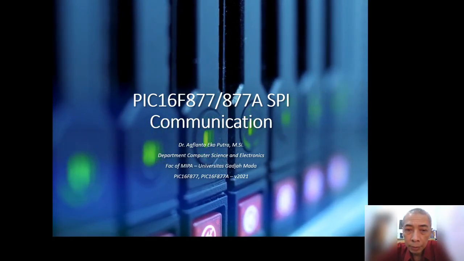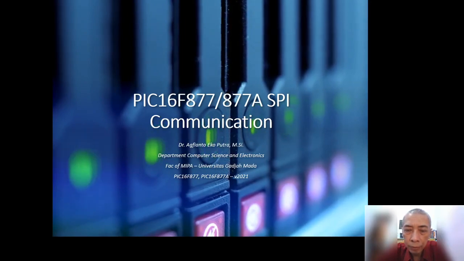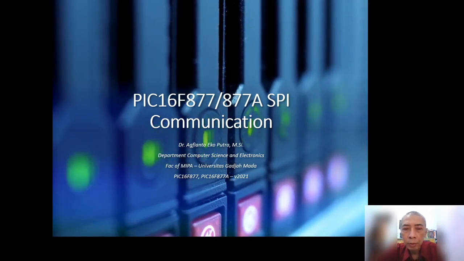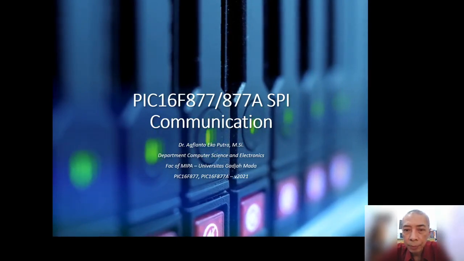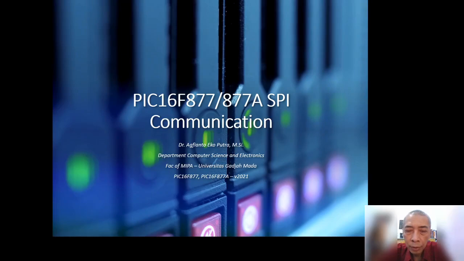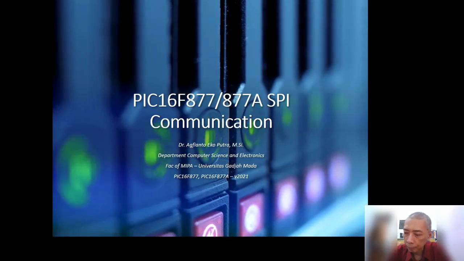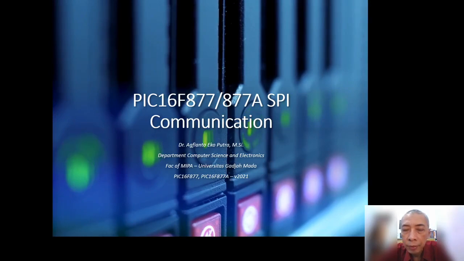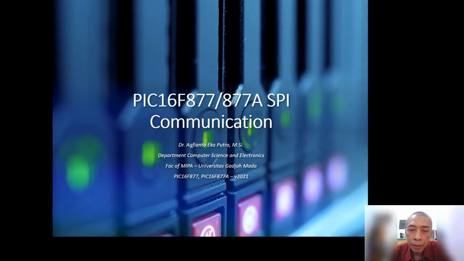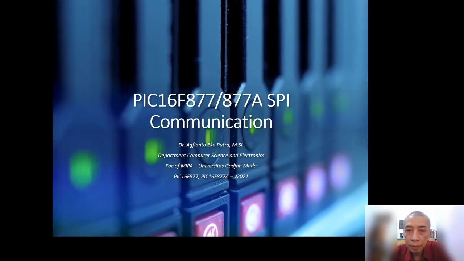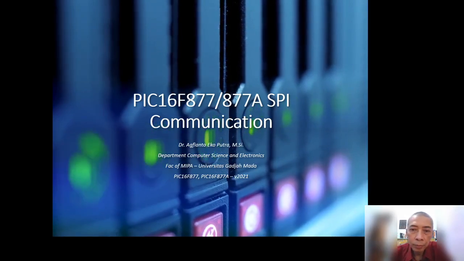After we discussed I2C serial communication on the PIC16F877 or 877A, our topic now continues to serial communication using SPI, which is one of the serial communication features in the PIC16F877 or 877A microcontrollers. So let's begin our explanation of this feature, because SPI serial communication is different from I2C and also different from USART serial communication.